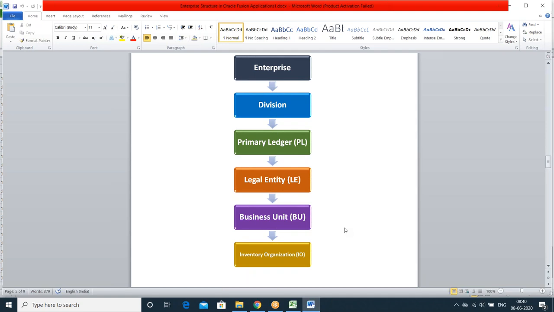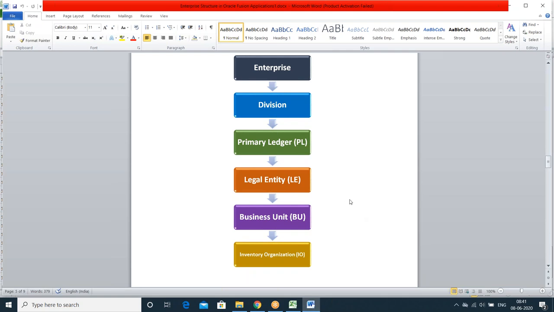You need not go and arrange this. If you are going to create all these in the system, the system will automatically establish this sort of enterprise structure in the system environment. But we have to understand the same: how it works and what is the meaning of these enterprise components. These all you can call enterprise components, or enterprise elements, or enterprise units. What are the different units we have in the enterprise? Enterprise, division, primary ledger, legal entity, business unit, and inventory organization.